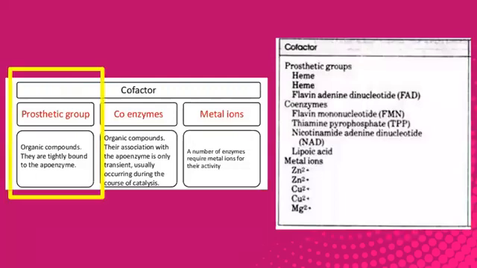Okay, so we have here a table on the different parts of cofactors. I have mentioned earlier that we have metal ions that are inorganic in nature and coenzymes that are organic. We have another one, the prosthetic groups. They are organic compounds, the same as coenzymes, but they are tightly bound to our apoenzyme. So they are combined or bound to our apoenzyme.